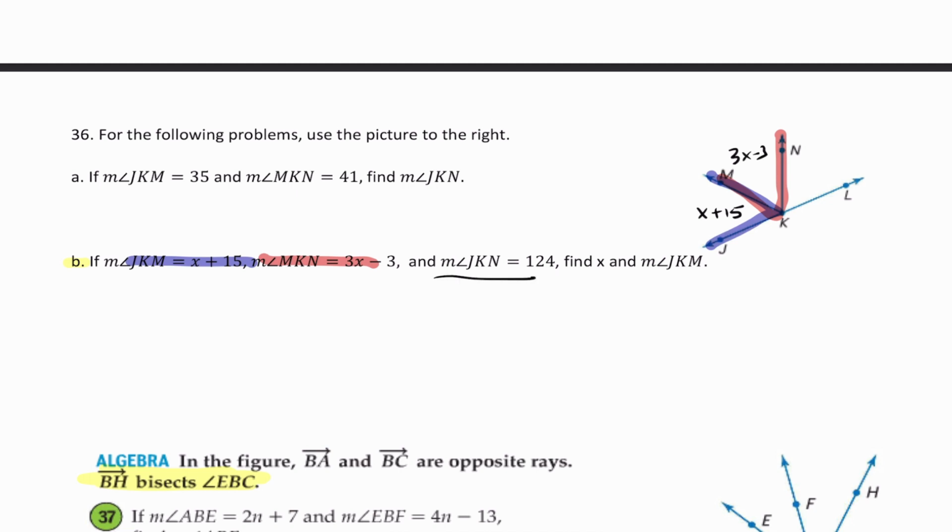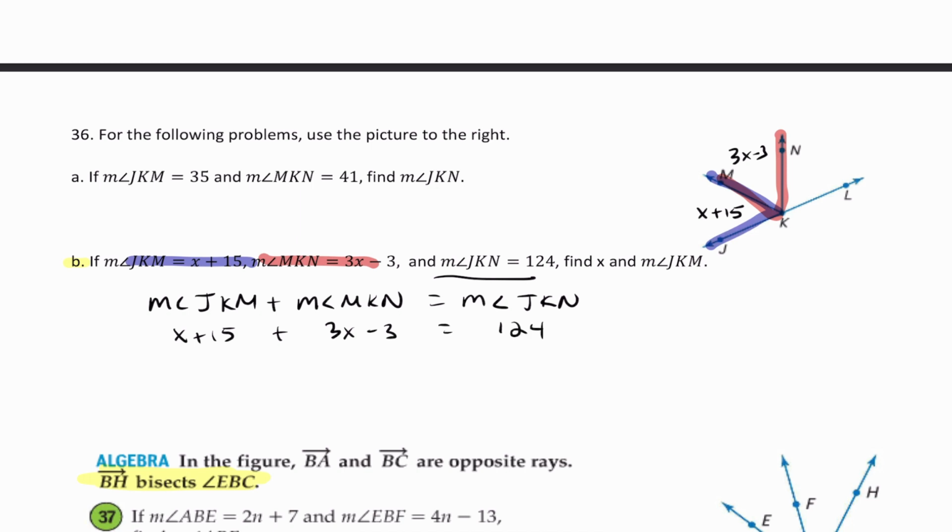So JKN is right here. So what is the whole thing? So this is part plus part is equal to the whole. So I do measure angle JKM plus measure angle MKN is equal to the whole thing, measure angle JKN. Then I replace. Then I do algebra. So I have 4x plus 12 equals 124.